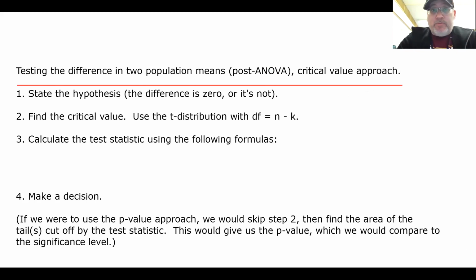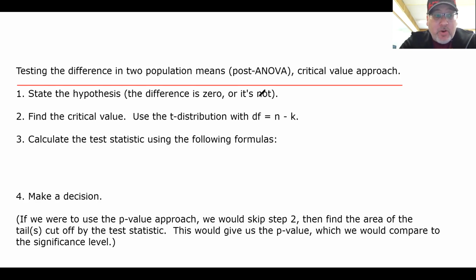It's the same as before, just have to make adjustments where necessary. Number one is to state the hypotheses. And when you're testing the difference in two things, the hypotheses are normally the difference is 0 or it's not, which is equivalent to saying that the two means are equal or they're not. And then we'll find the critical value.